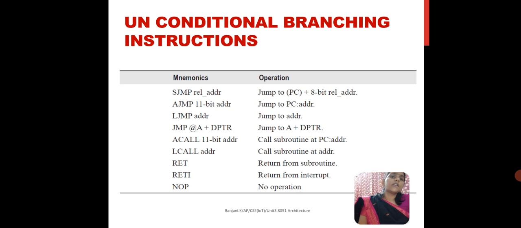SJMP is a short jump, that is, jump to the program counter address, and AJMP is also a jump to the program counter address. These are the unconditional instructions used in performing all branching operations. RET is return from subroutine, and RETI is return from interrupt. NOP means no operation is performed, LCALL calls a subroutine at the address, and ACALL calls a subroutine relative to the PC.